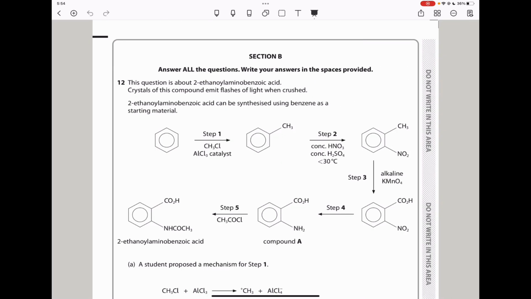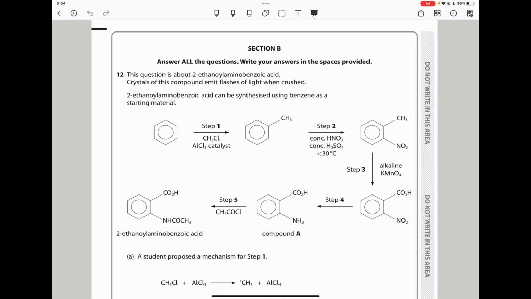So let's begin. Question 12 says, this question is about 2-ethanol aminobenzoic acid. Crystals of this compound emit flashes of light when crushed. 2-ethanol aminobenzoic acid can be synthesized using benzene as the starting material, as we can see here. So this is benzene, and here we can see they're using an aluminum chloride catalyst and adding CH3Cl, giving us methylbenzene, and so on. So this flow chart or process leads to the formation of 2-ethanol aminobenzoic acid.